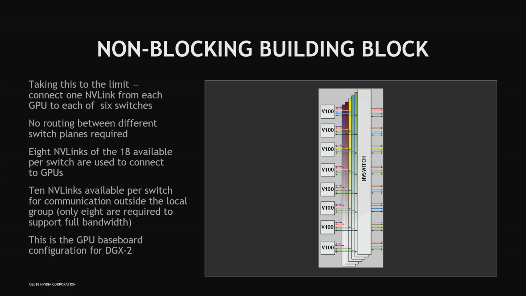Since each GPU has 6 links, in the limit, it could go to 6 switches. If we happen, serendipitously, to pick 8 GPUs, we end up with a building block that looks like this, where each one of the NVSwitches has less than half of its NVLink ports dedicated to talking to the GPUs. So in this building block, not only can the GPUs all talk to each other at a full 300 gigabytes per second, but all of them could simultaneously speak at that same bandwidth to something outside of the building block.